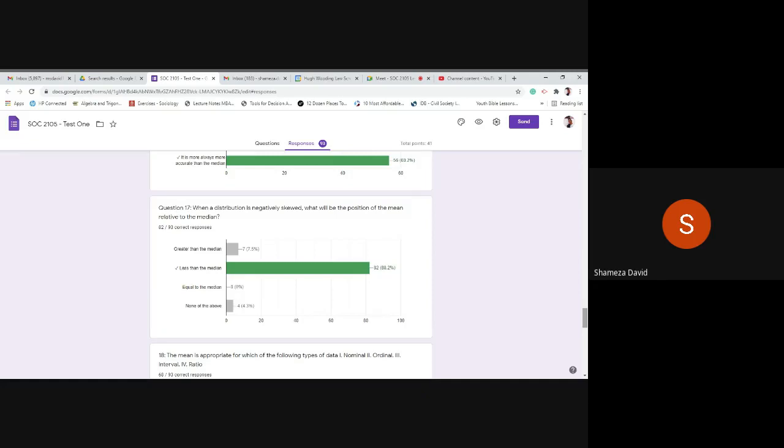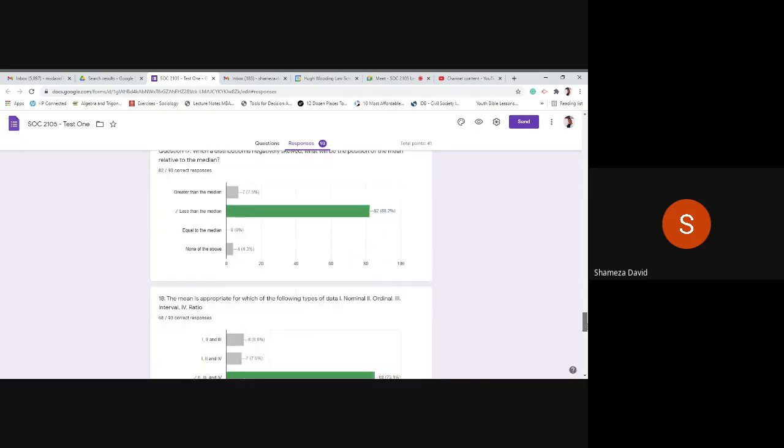But if your data is negatively skewed, it means that you have extreme values on the low end, and those extreme values will pull your mean down so that it is less than the median. And so most persons got that correct. Just a few persons did not select that option.